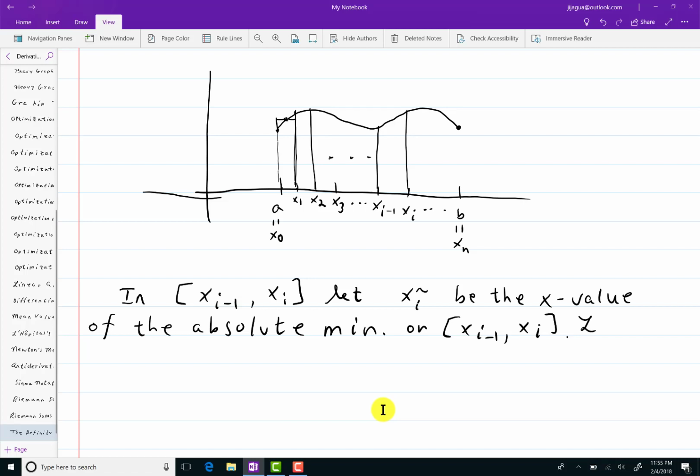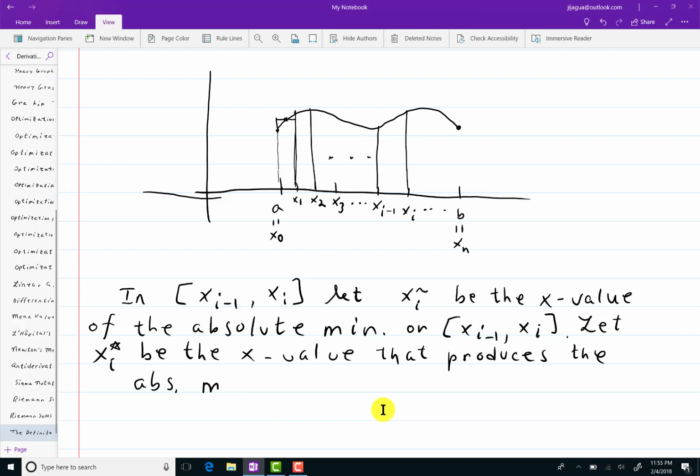Let x sub i star be the x value that produces the absolute maximum on that closed interval, x sub i minus 1 to x sub i.